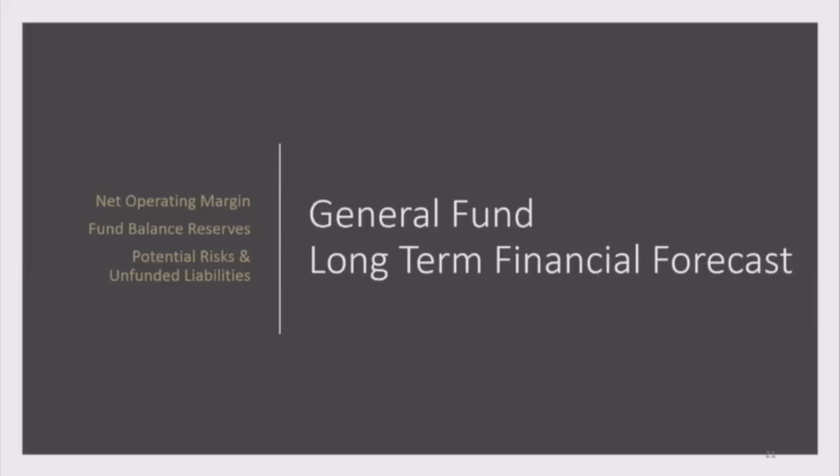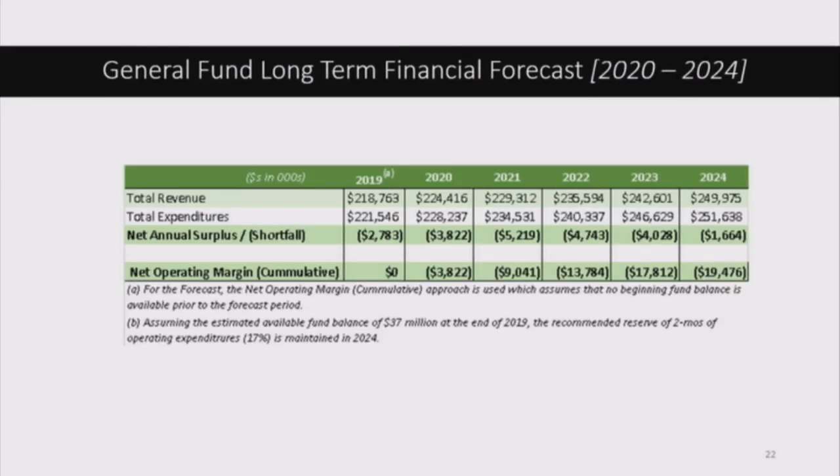Okay. All right, so now we're going to show you how those revenues and expenditures compare with each other. This is the long-term financial forecast. Let's just assume that we're ending 2019 without any fund balance. Right now we're projecting that at the end of 2019, we're going to have exactly 16.7%, which is 2 months of operating expenditures. So starting from ground zero, how is this going to look going forward?